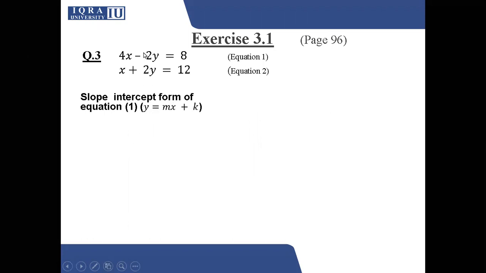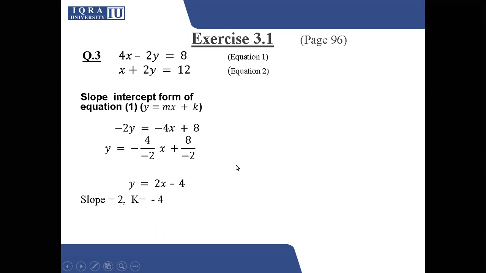So how do we do that? I'll take x to the other side. I'll subtract 4x from both sides. So what I'll get is minus 2y equals minus 4x plus 8. Again, remember, I'm considering equation number 1. Then I'll divide both of these sides by the number minus 2. Resultantly, my equation in the slope intercept form is y equals 2x minus 4, where my slope is 2 and my y-intercept is minus 4.